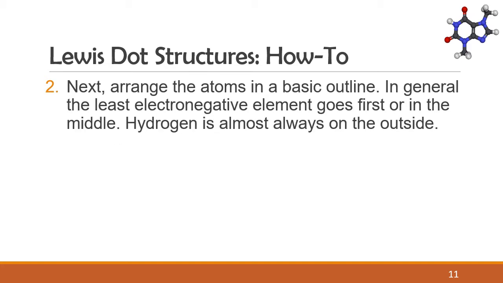Next, we arrange the atoms in a basic outline. In general, the least electronegative element goes first or in the middle. Hydrogen is almost always on the outside. For carbon tetrafluoride, we know that carbon is the central atom because it is less electronegative than fluorine. The fluorine atoms are terminal atoms that can pair with each of carbon's 4 valence electrons. For the water molecule, oxygen needs 2 electrons to complete its octet. Thus, we can position each of the hydrogen atoms on either side of oxygen.